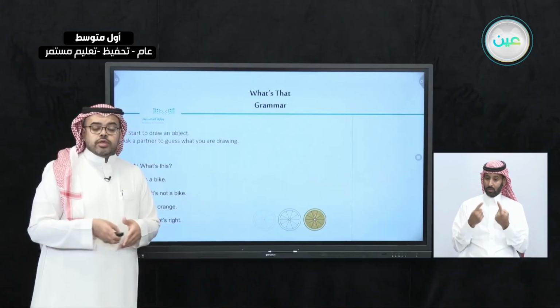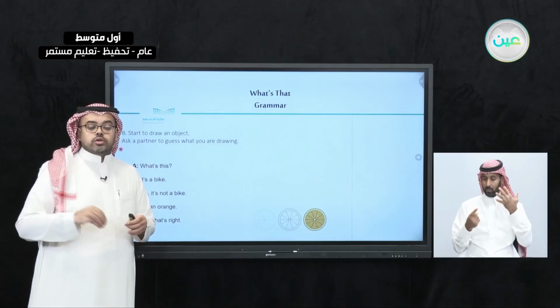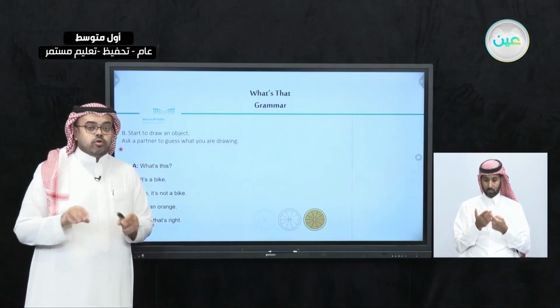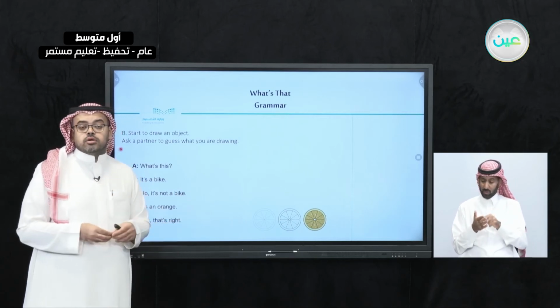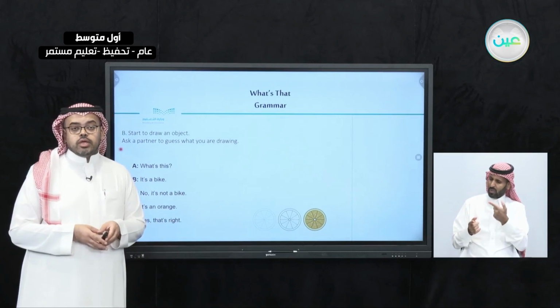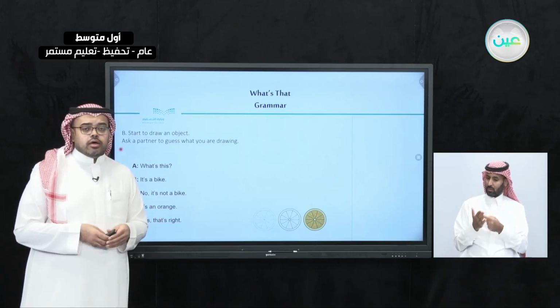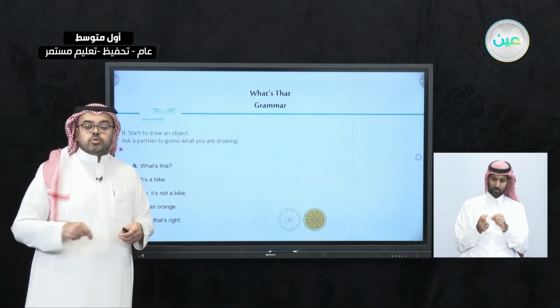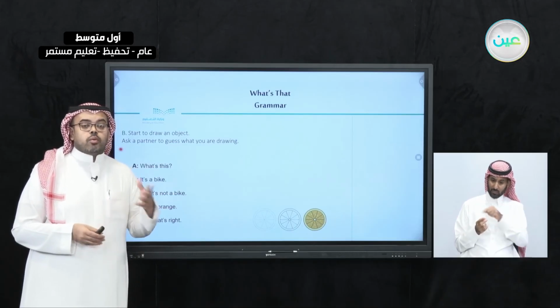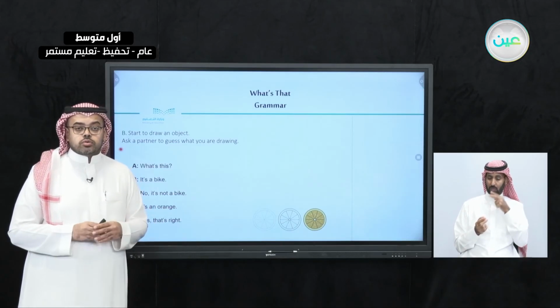So imagine that you are drawing something, and if you didn't finish the drawing, while you're drawing, just ask a partner to guess what the drawing is. And you can make it more tricky, just to start with circles and squares before you finish your drawing.